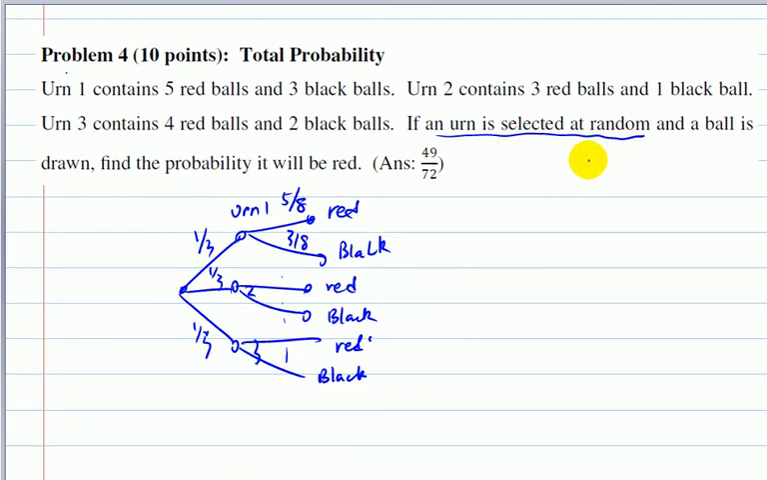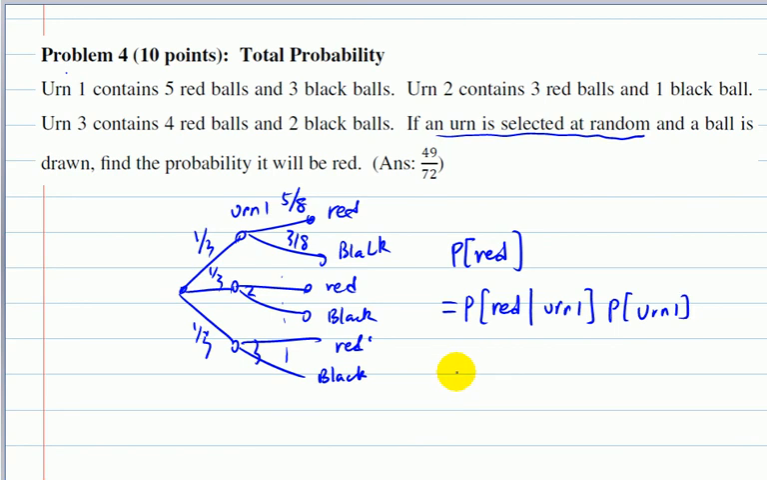So what are we looking for? We're looking for the probability of finding a red ball, and this is a total probability. So it is the probability of red under urn 1 multiplied by the probability of urn 1, and so on until the probability of red under urn 3 multiplied by the probability of urn 3.